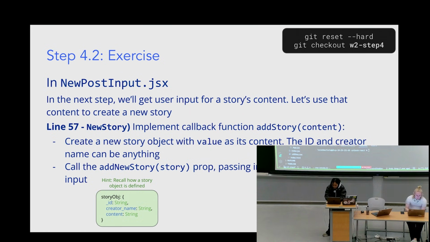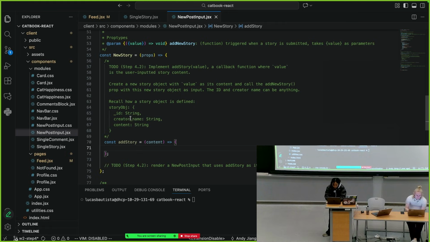All right, let's come back together. Feel free to follow along as I code up the solution. We're going to be in the new post input.jsx file, line 70 here, as we implement the add story function. Remember, this argument content is the user input that we're going to be passing on in the next step, but this is going to dictate what our story object looks like. So let's define that story object.